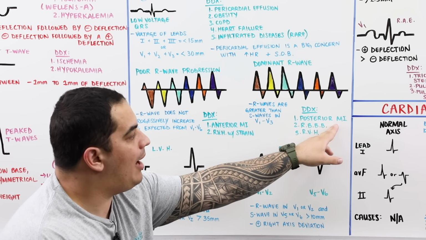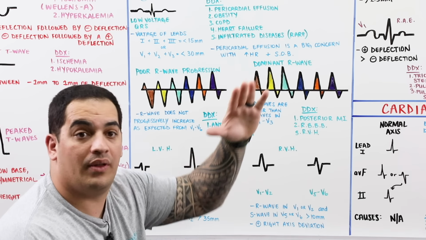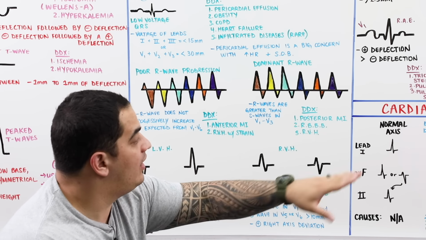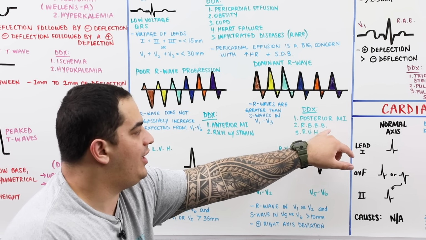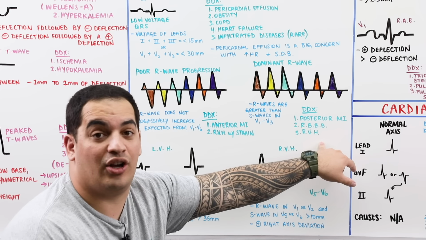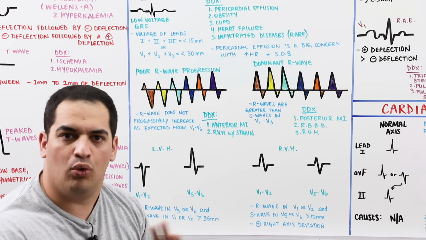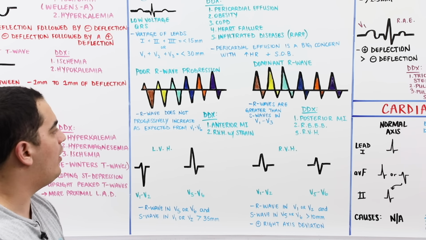So that should be at the top of the list whenever you see this dominant R wave in V1 to V3, along with ST depression and upright T waves: think about posterior MI, but make sure you rule out other causes first. Look at old EKGs. Do they have a right bundle branch block? Do they have right ventricular hypertrophy, or anything that can cause right ventricular hypertrophy? So again, rule those things out first, but be on high alert for a posterior STEMI, okay?